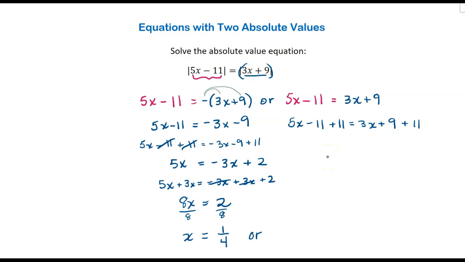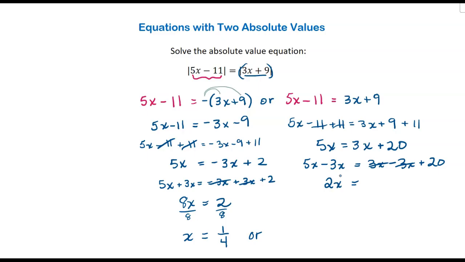Now working on the equation on the right, we're going to go ahead and add 11 to both sides. See that? And then we'll cancel those 11s, end up with 5x is equal to 3x plus 20. Now we're going to subtract 3x from both sides, and then you'll combine like terms. So 5x minus 3x, 2x. These guys will cancel. We have 20 on the right. And of course you can divide by the 2, right? And so we end up with x is equal to 10.